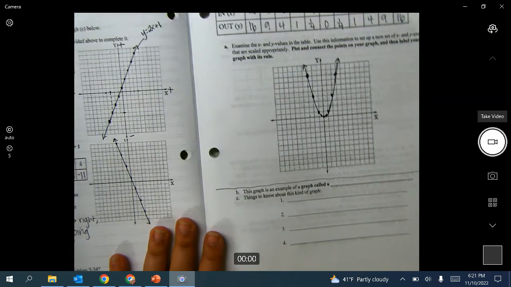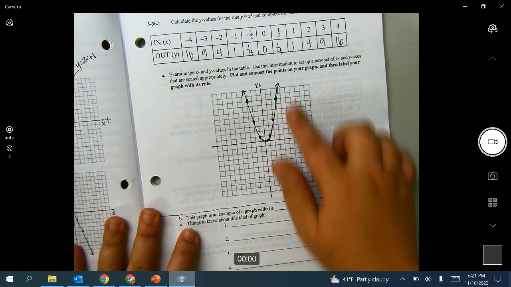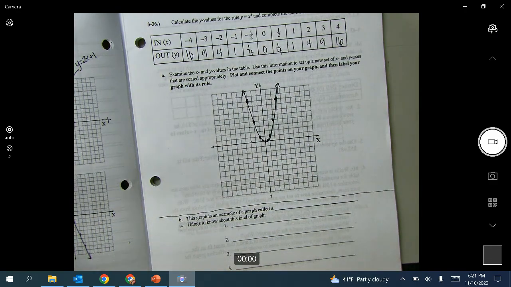Hey guys, so this is just the last part of what we have on page 17. You should have graphed this and gotten this weird U shape. And this actually has a specific name. But of course I lost my pen because I'm Michelle and I lose everything, right?